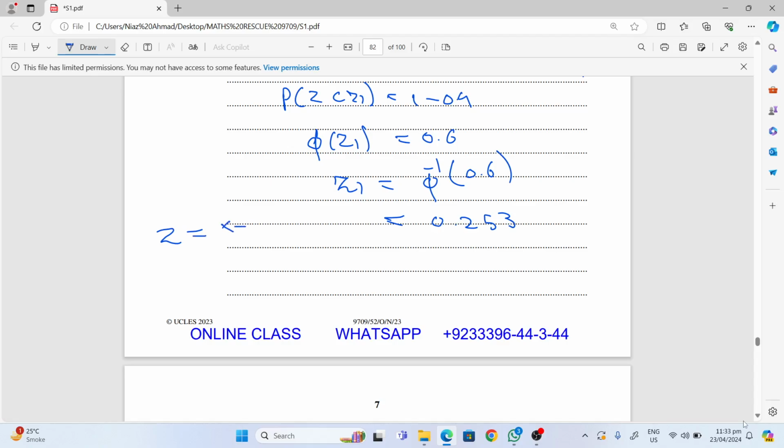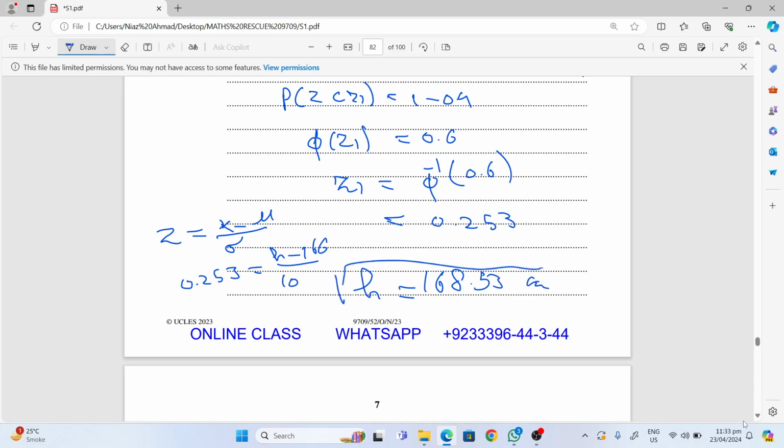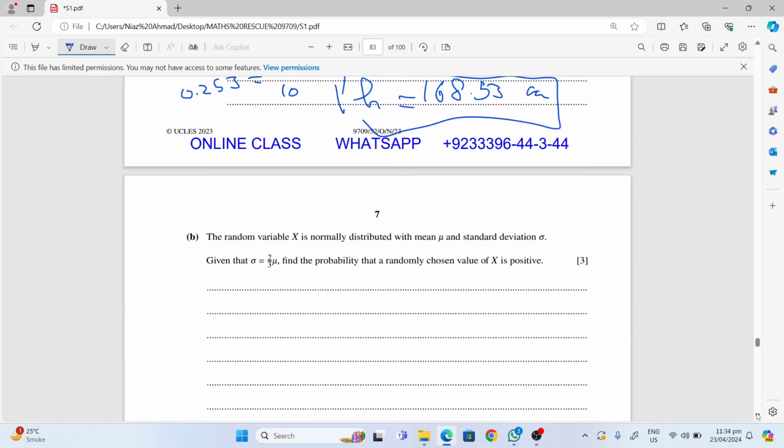Now apply the formula for the z. Z is x minus mu over sigma. We want to get our height. Z is 0.253, and this is actually x and h. So mu is 166 over sigma is 10. So you are getting height from this expression, that is 168.53 centimeter. So we got our height from this.